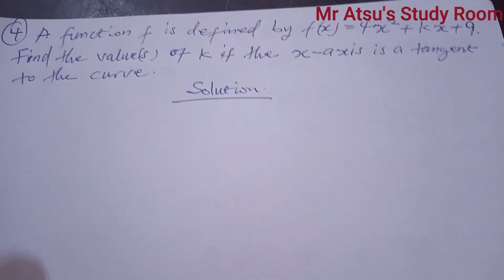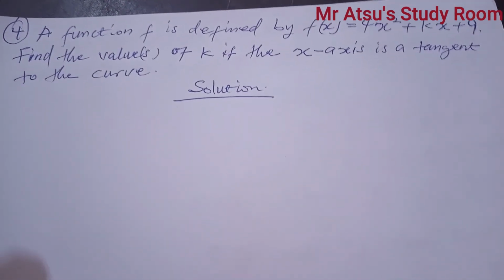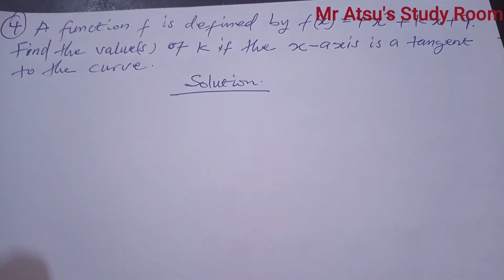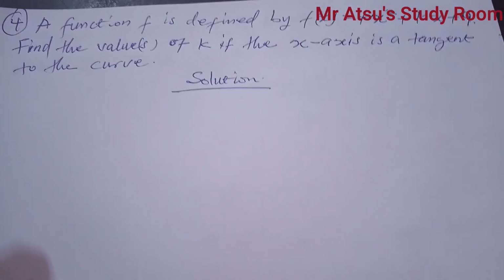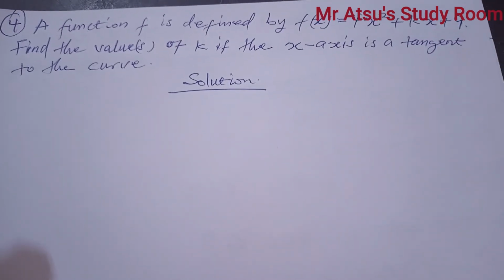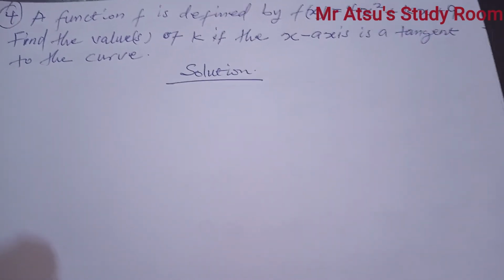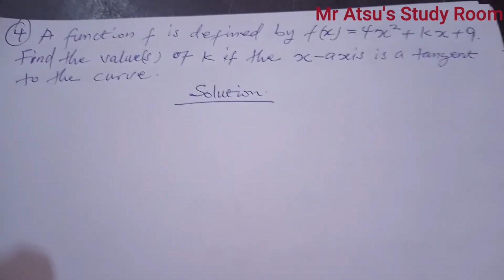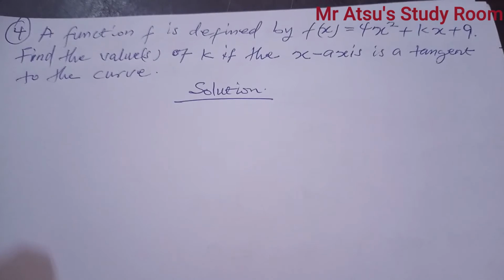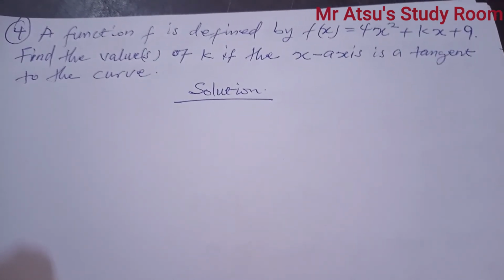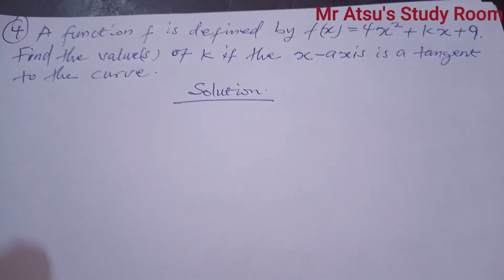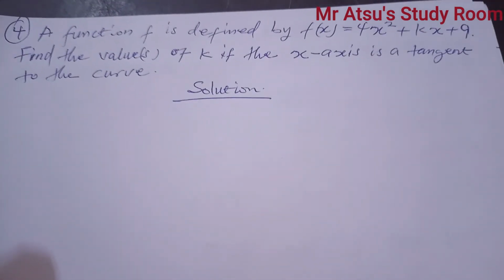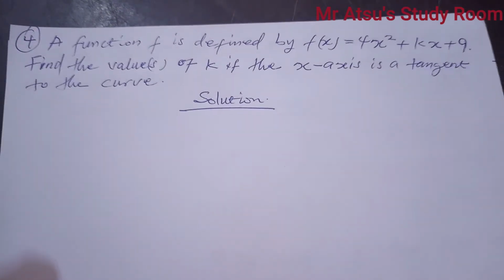The next question is, a function f is defined by f of x equals 4x squared plus kx plus 9. Find the value or values of k if the x-axis is a tangent to the curve. In our solution, we need to find out what the whole question even means. It said to find the values of k if the x-axis is a tangent to the curve. If the x-axis is a tangent to the curve, it means that it has repeated roots.